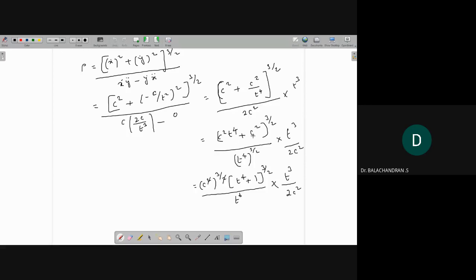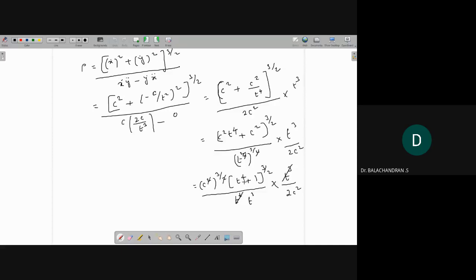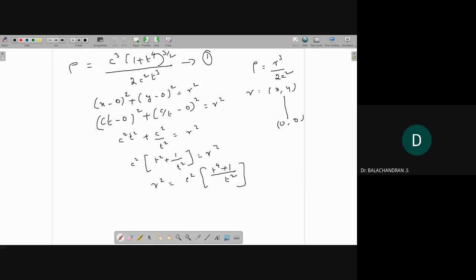Okay. Now from here, I am taking c square commonly. If you take c square commonly, you should write c square whole power 3 by 2. So 2 gets cancelled. Remaining you have t power 4 plus 1 whole power 3 by 2. The denominator we have, if you cancel this 2 and this 4, you get 2. So 2 into 3, 6. So t power 6 into t cube divided by 2c square. Next, you can cancel t cube and t power 6. You'll get t cube. Okay. But here have c square. So c cube, rho equal to c cube into 1 plus t power 4 whole power 3 by 2 divided by 2 c square t cube.